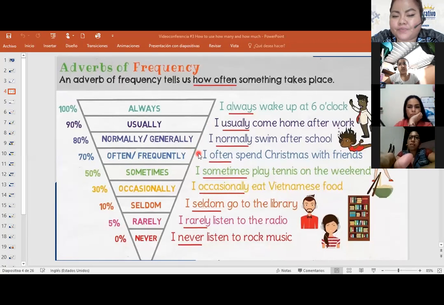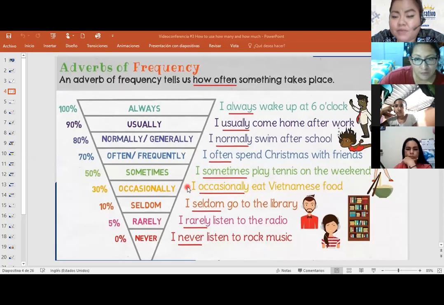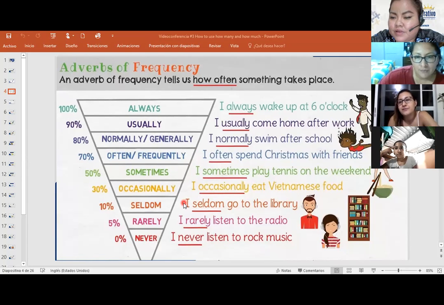Janet, often. I often spend Christmas with friends. Very good. Thank you so much. Anna? I sometimes play tennis on the weekend. On the weekends. Thank you. Fatima? I occasionally eat Vietnamese food. Vietnamese food, exactly. Brenda? I seldom go to the library. Exactly. I seldom go to the library.